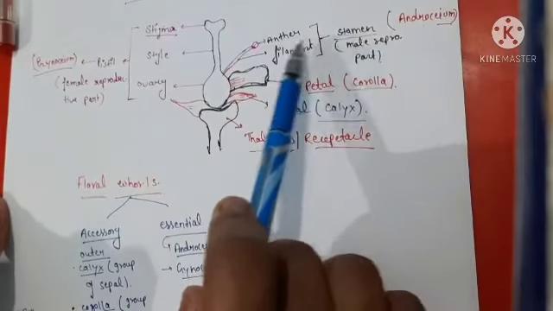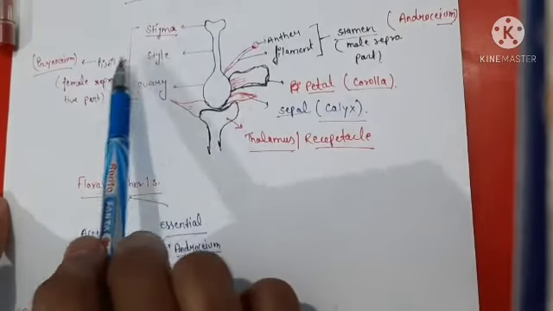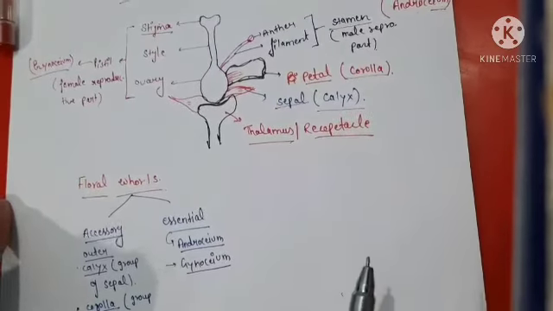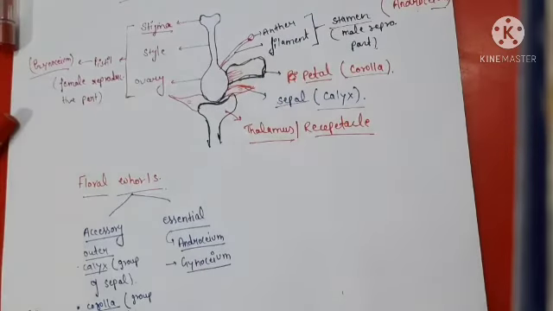Stamen includes anther and filament. Pistil includes stigma, style, ovary. Okay. Group of pistil, gynoecium. Don't be confused.